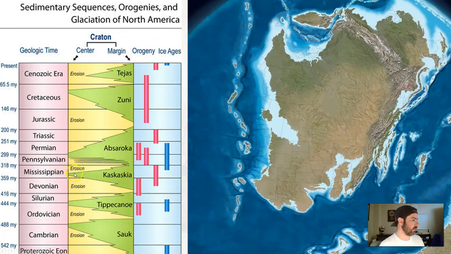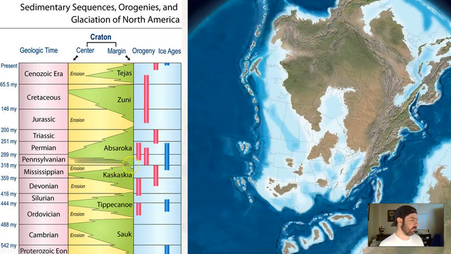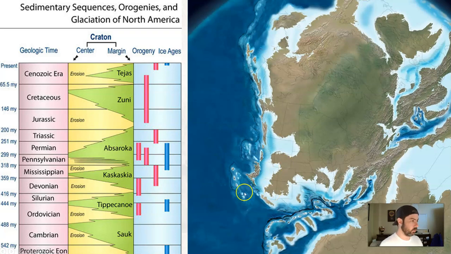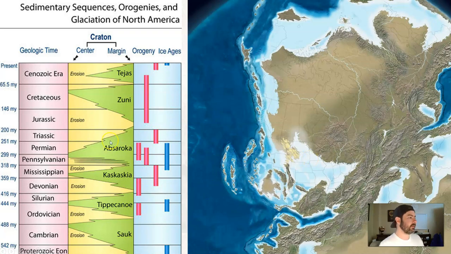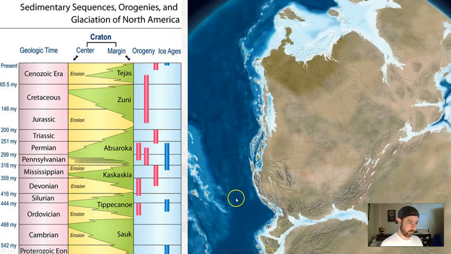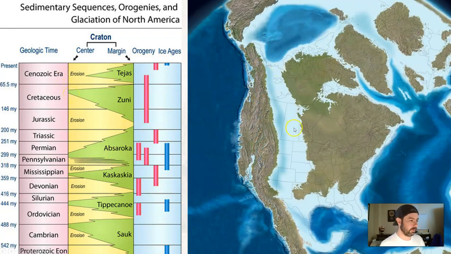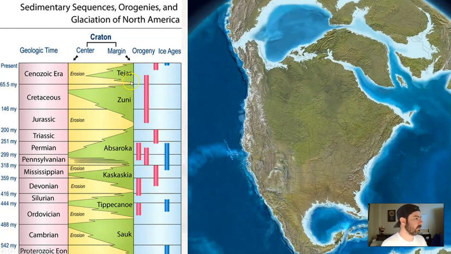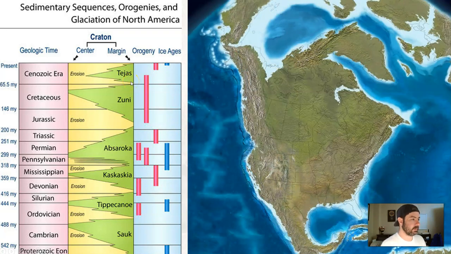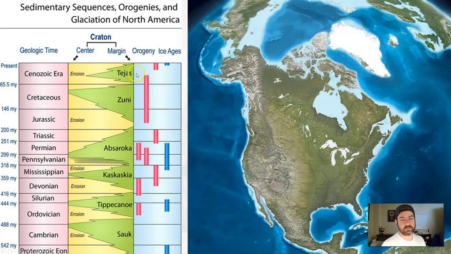So water level at the Kaskaskia, back in. At the end of the Kaskaskia, water back out, regression. So at the height of the Absaroka, water back in. At the end of the Absaroka, water back out, regression. So this is the Zuni transgression. The water comes back in. At the end of the Zuni transgression, the water back out. And then the Tejas, some of the water back in, transgression. You can see, for instance, Florida is covered, the coasts are covered. At the end of it, current, this is what we see.